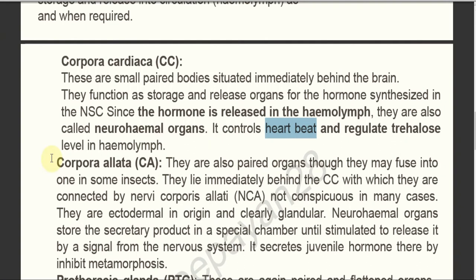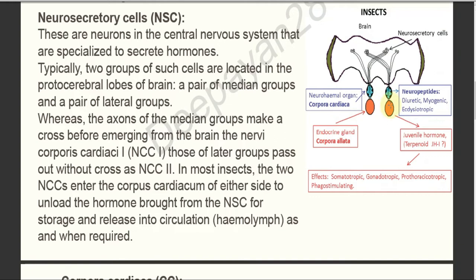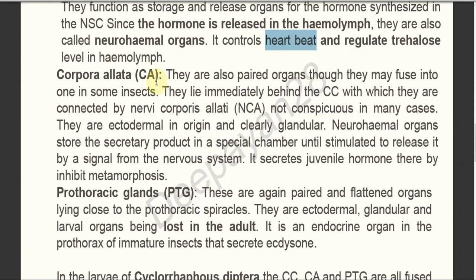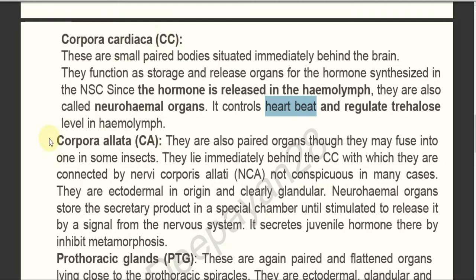Okay. Then, next one you see, this one. This color, this pair of structure. They are known as what? Your corpora allata. Corpora allata is denoted as CA. Corpora cardiaca is CC and corpora allata is your CA. These are also paired organs. Yes or no? And they may fuse into one in some insects.